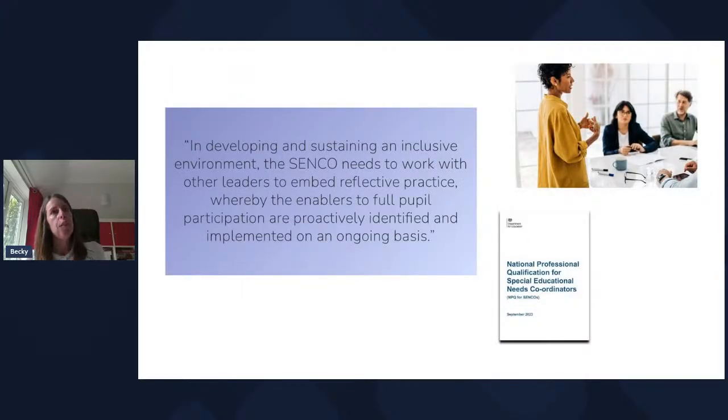And then this is in the MPQ for SENCOs, and we thought this really useful to share with you because it's a fairly new document. The MPQ started as the official qualification for SENCOs last September. And it's important. It says in developing and sustaining an inclusive environment, the SENCO needs to work with other leaders to embed reflective practice, whereby the enablers to full pupil participation are proactively identified and implemented on an ongoing basis. So that SENCO working with other leaders and subject leaders is really key.